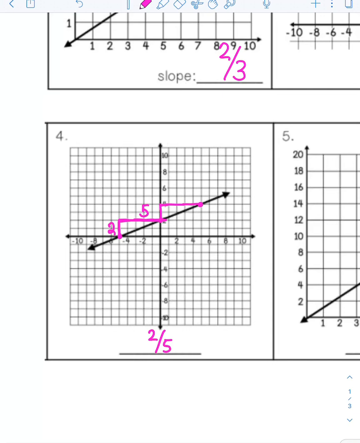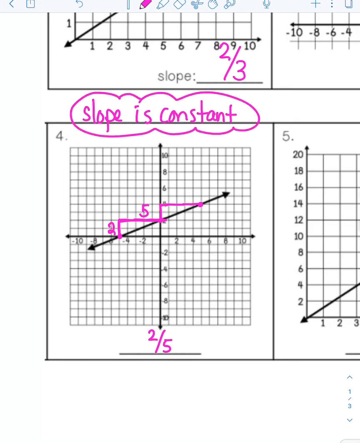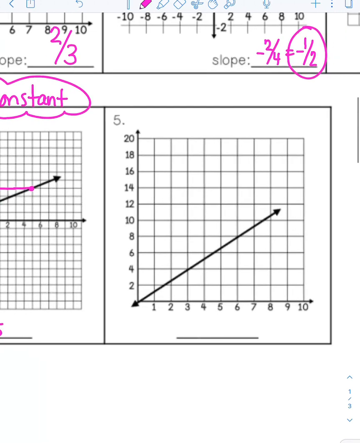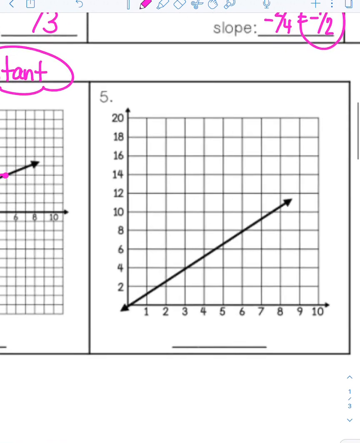Because here's the thing. Slope is constant. So I want you to write that down. Slope is constant. That means that no matter what 2 points you choose on the graph, they will simplify to the same exact reduced fraction. So let's try number 5 and test that theory again.